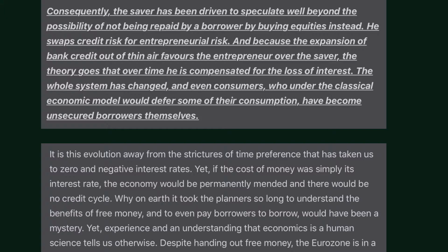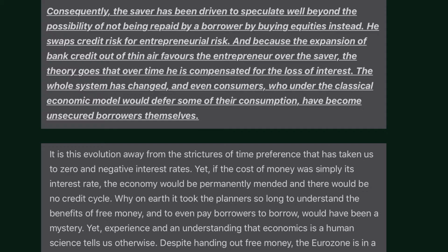He swaps credit risk for entrepreneurial risk. And because the expansion of bank credit out of thin air favors the entrepreneur over the saver, the theory goes that over time he is compensated for the loss of interest. The whole system has changed, and even consumers, who under the classical economic model would defer some of their consumption, have become unsecured borrowers themselves.